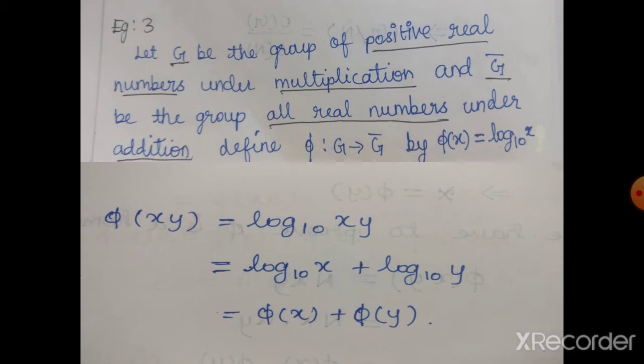So phi of x is equal to log x to the base 10. This is our definition. So you take phi of xy is equal to log xy to the base 10. In the log, multiplication can be separated by addition. So log x to the base 10 plus log y to the base 10. By the definition, the first one is phi of x, the second one is phi of y. So phi of xy is equal to phi of x plus phi of y. So here this phi is a homomorphism.